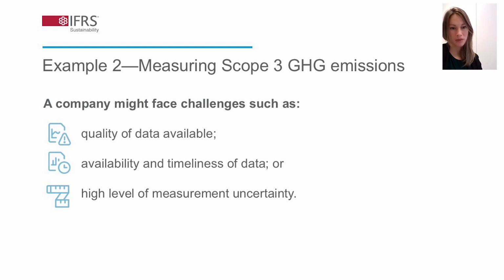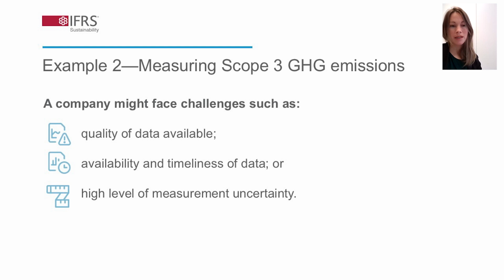And Scope 3 GHG emissions are indirect GHG emissions that occur in the value chain of a company, and this includes both upstream and downstream emissions. In doing so, a company might face challenges in preparing particular aspects of the requirement. For example, some challenges might arise about quality or availability of data, use of estimate or calculation methodologies that creates uncertainty in measurement.